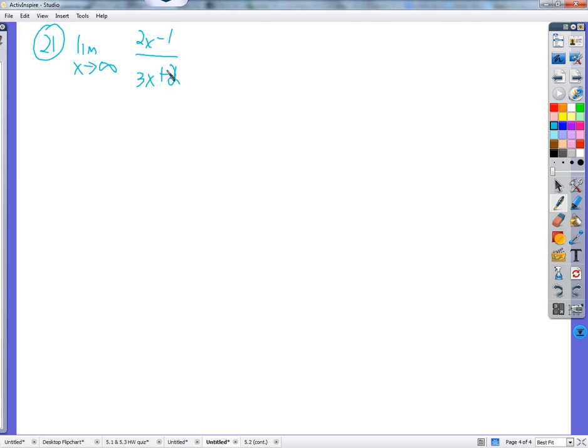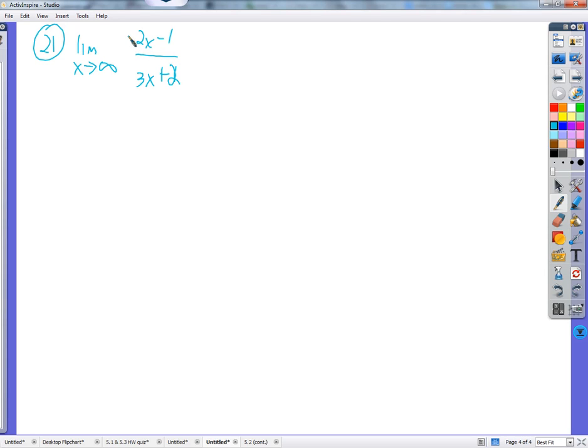Reestablishing that it's just the highest power that matters in each polynomial. If we essentially ignore these for a second because we're letting x be so big, now we've got 2 times 80 billion over 3 times 80 billion. That's a ratio of 2 to 3. It is a little bit off because of this minus 1 and plus 2, but it is so close that we could say it's always going to get closer and closer to 2/3.